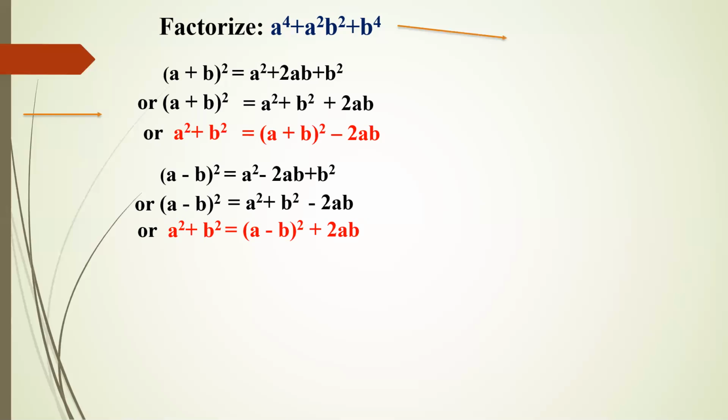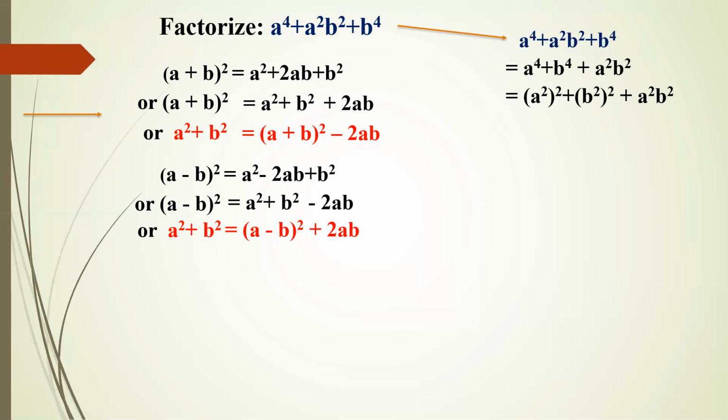Now, look at this expression once again. See what I do here. I'm taking the first term and the last term together, a to the power 4 and b to the power 4, and plus a square b square as it is, right? Now let's make a to the power 4 as a square whole square and b to the power 4 as b square whole square, right? Then it becomes like a square plus b square. Now compare a square plus b square. We know a square plus b square is a plus b whole square minus 2ab, right? Here a means a square and b means b square. So let's compare and apply the formula.